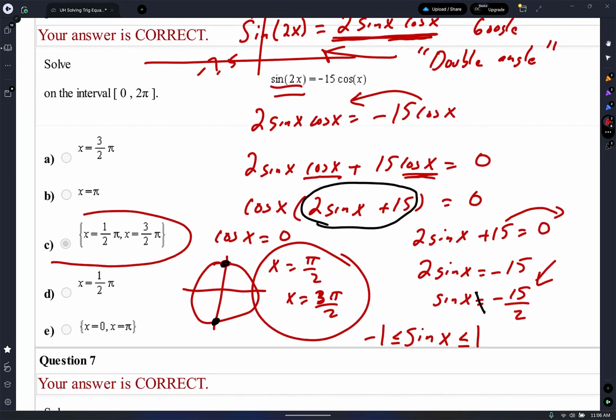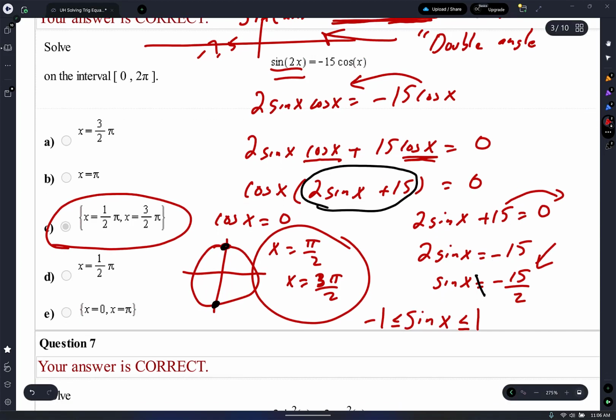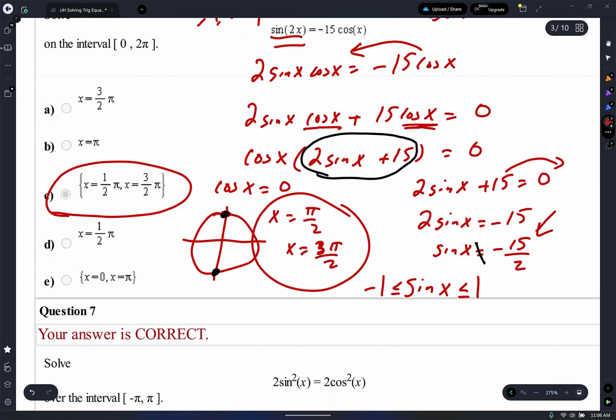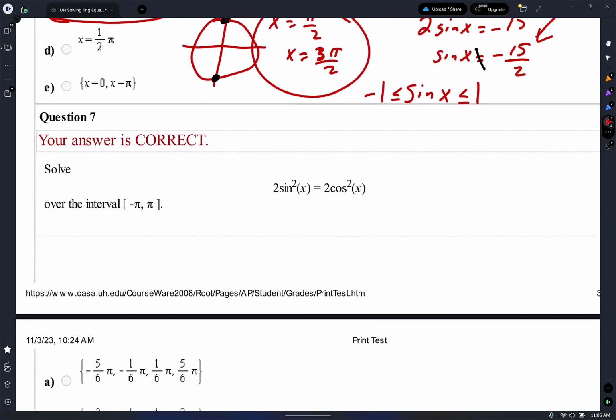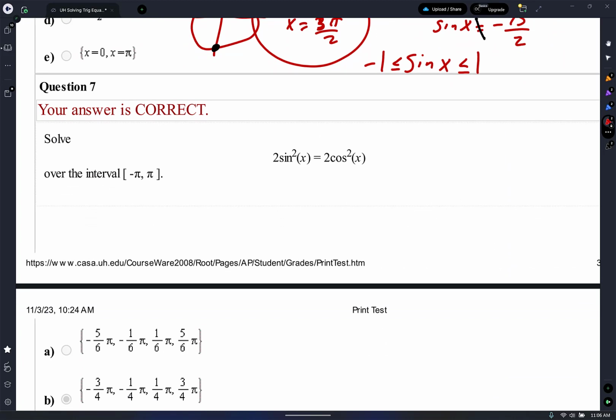Why does UH write them like this? It's probably a coding thing. It's probably easier to code it. They probably use LaTeX or something, the programming language to write all these things. Okay, all right. You guys ready for this one?